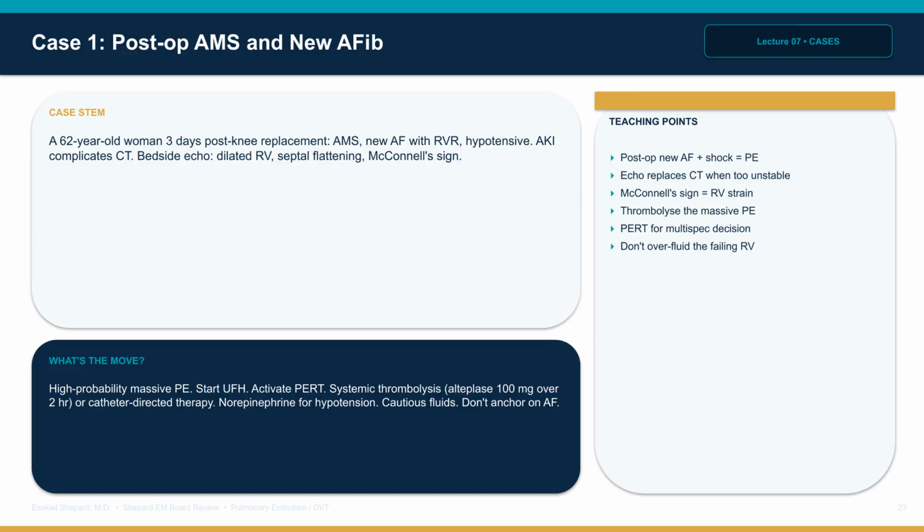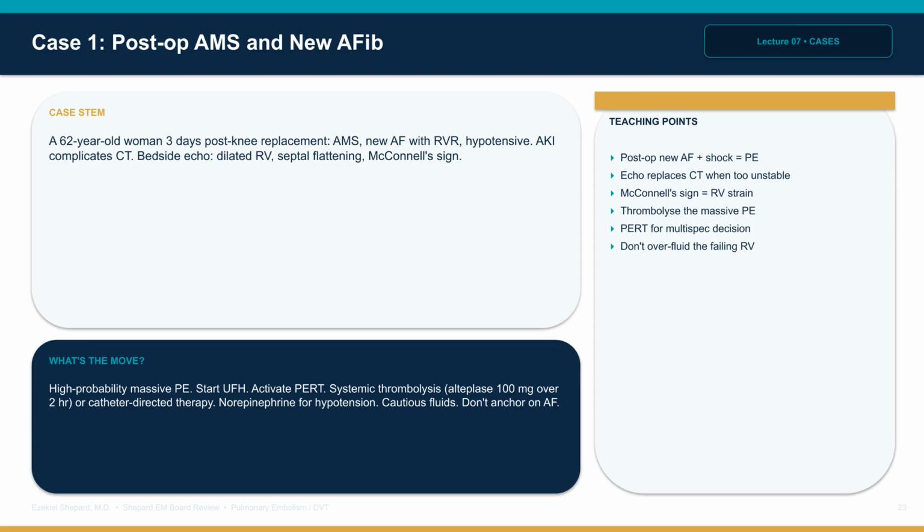Case 1. A 62-year-old woman, 3 days after knee replacement, presents with altered mental status, new atrial fibrillation with rapid ventricular response, and hypotension. Acute kidney injury complicates CT angiography. Bedside echo shows a dilated right ventricle, septal flattening, and McConnell's sign. This is high probability massive PE.